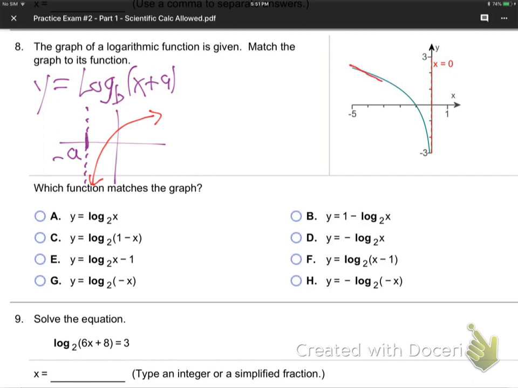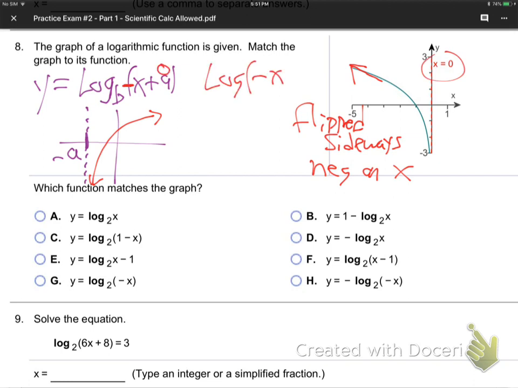All of our graphs go up to the right unless they've been flipped somehow. Notice ours is going up to the left. So it's been flipped sideways, hasn't it? What makes it flip sideways? Negative on x. So we must have a negative on x. And what's our vertical? Vertical's at 0, so this part is 0. So we're looking for something like log of negative x, where the part added next to x in the parentheses is 0.